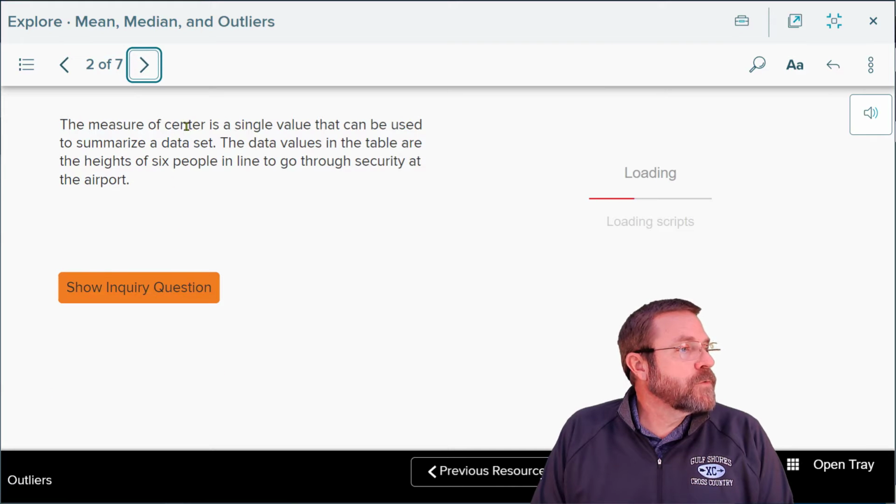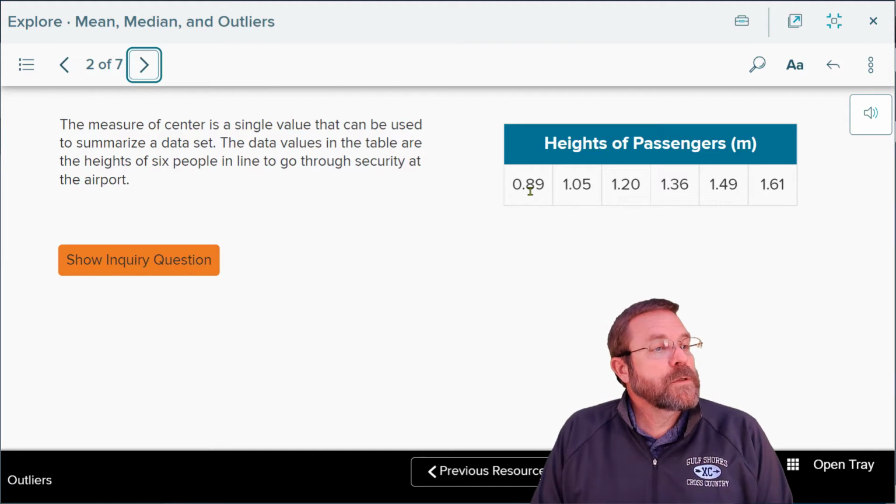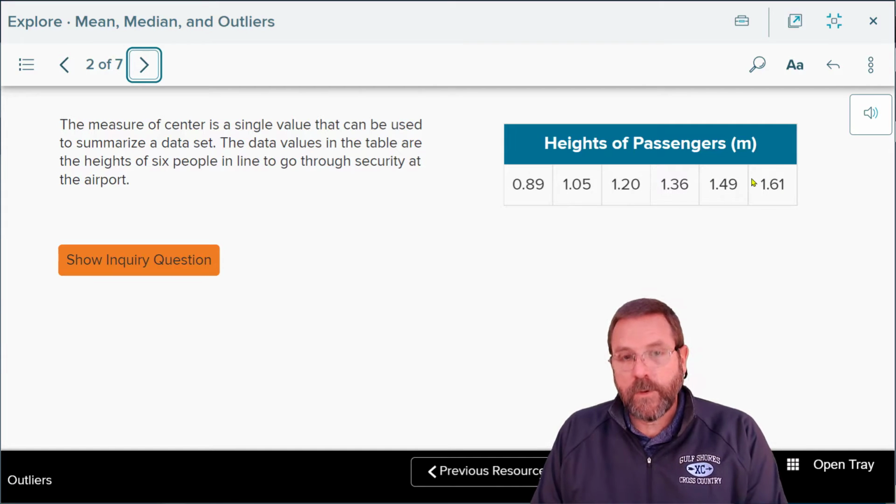We say the measure of center is a single value that can be used to summarize a data set. The data values in the table are going to be the heights of the 6 people in line to go through security at the airport. This is based in meters. I don't know why they're measuring people in meters here in the US, but these are the heights they're giving us to start working with.